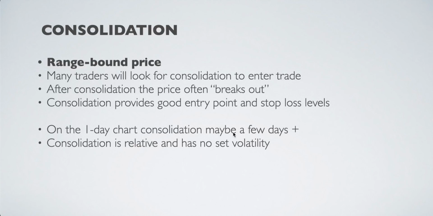The next type of chart pattern that you must consider is consolidation. Consolidation is when the price of an asset moves in a range-bound way. What that means is that it doesn't really go up or down, but it trades within a specific range. And actually, traders really do like consolidation because it gives us a lot of data, and eventually prices do break out of consolidation. As you can see here, consolidation provides good entry points and stop loss levels.